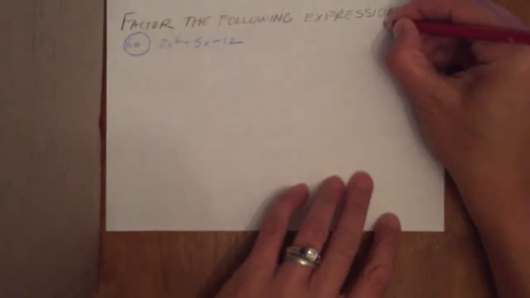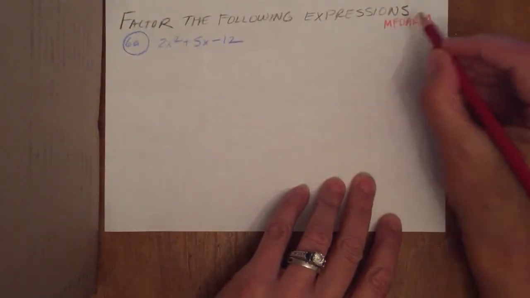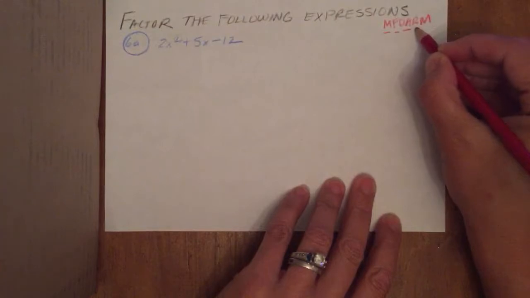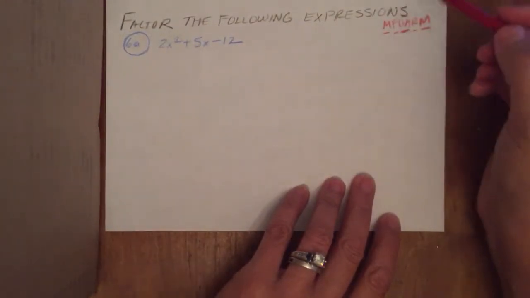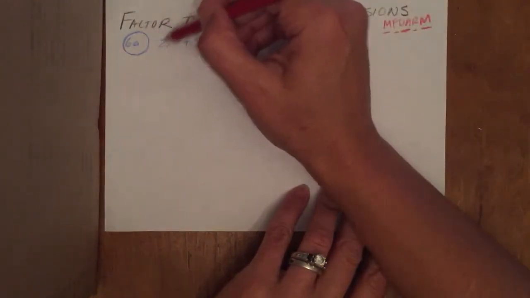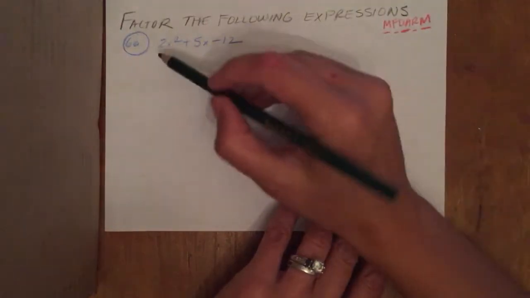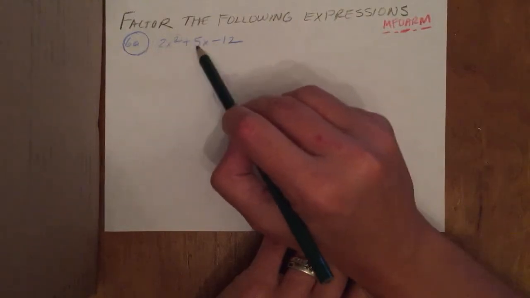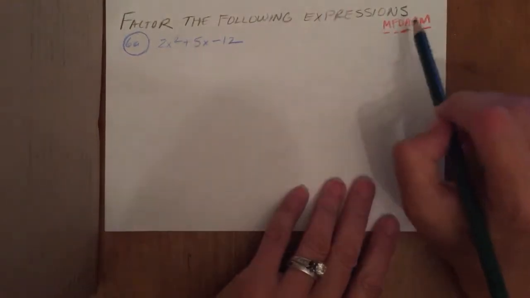And MFDARM stands for multiply A times C, factor, divide by A, reduce, and move. So the D and the A are actually together, okay? Now, the first thing we need to look at is our A term. Our A term is 2. It's not 1. So then I need to see, is there anything I can factor out of this expression? Is there a GCF? Is there a common factor between these three terms? And there's not. So I have to proceed with MFDARM.